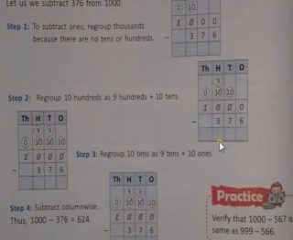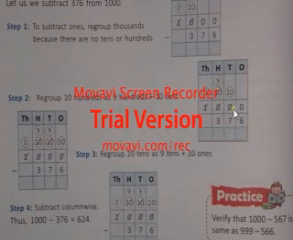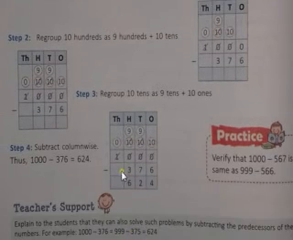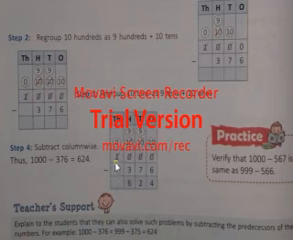Again what you have to do? Step 3, regroup 10 tens. From 10 tens, what you have to do? You have to take 1 ten to ones. So it will become 9 tens and 10 ones. Okay. So now we will be subtracting 10 minus 6, 4, 9 minus 7, 2, 9 minus 3, 6, you can see, and this 0 and nothing is below, so 624 it becomes.